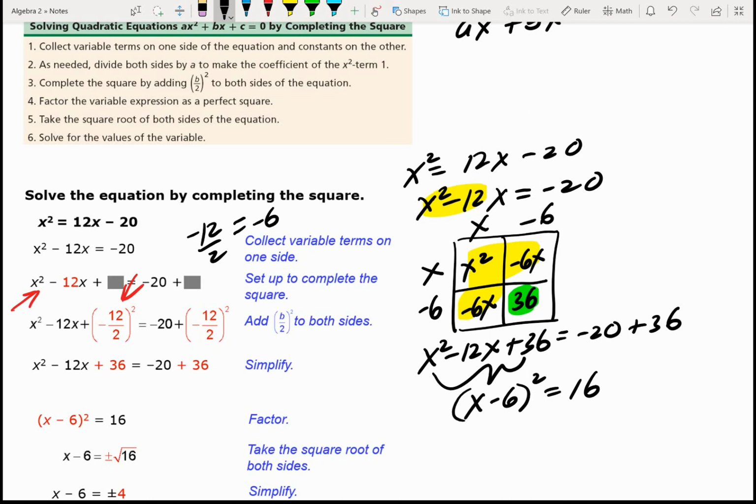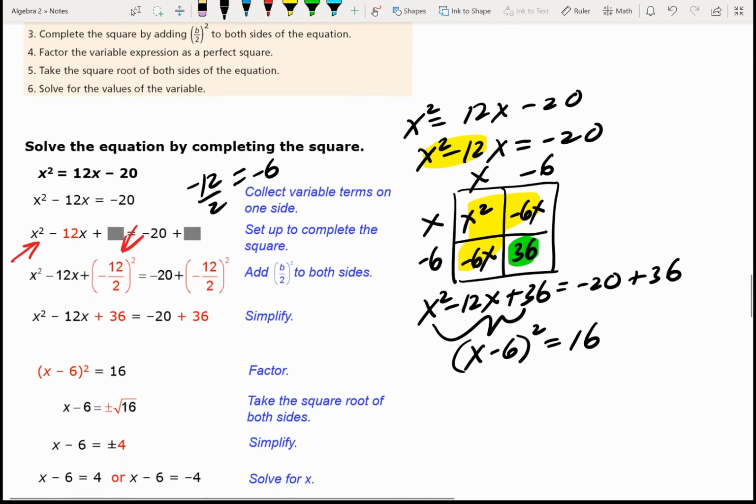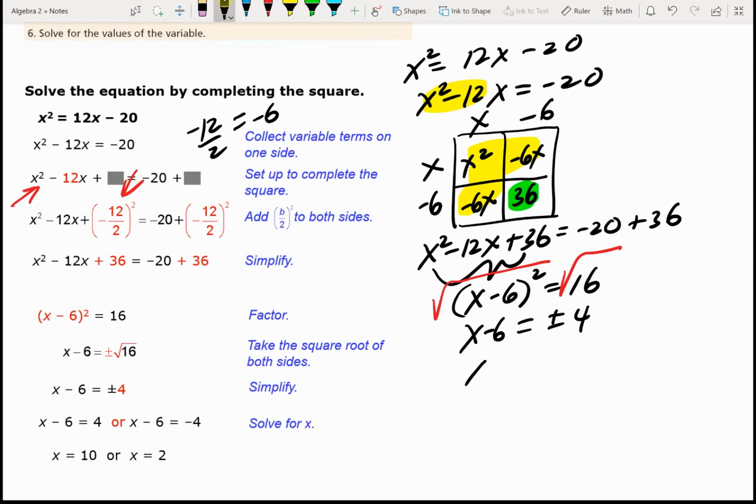And now you'll see we're able to solve this. So what do we do? We take the square root of both sides, we'll get rid of that squaring, and then we'll have x minus 6 equals plus or minus 4. And then we'll add 6. x equals 6 plus or minus 4. And so we'll have two answers. x is equal to 6 plus 4, or x is equal to 6 minus 4. And we'll have 10, and we'll have 2.